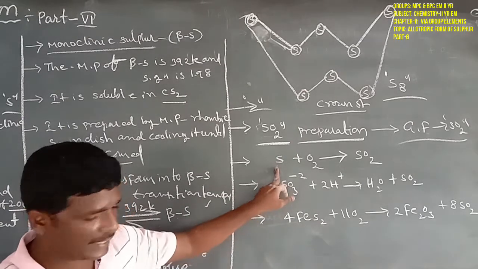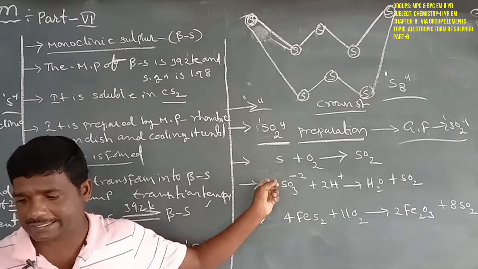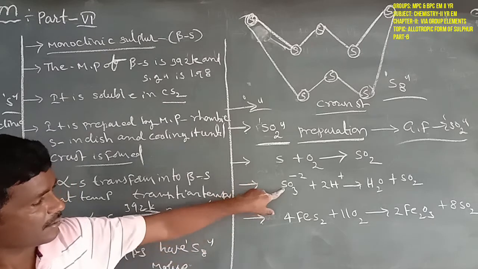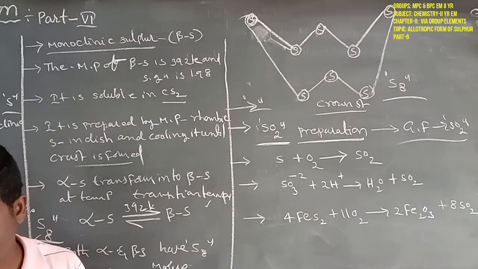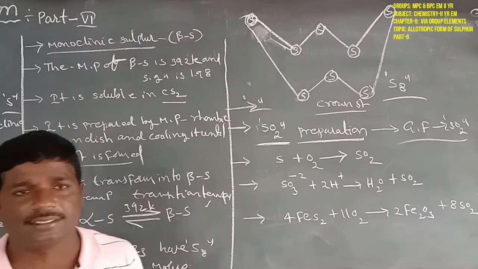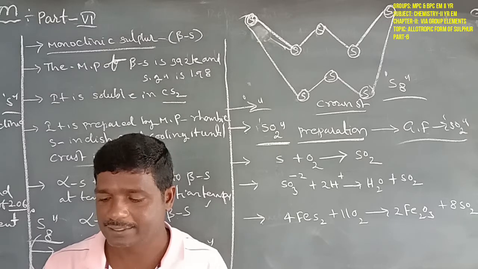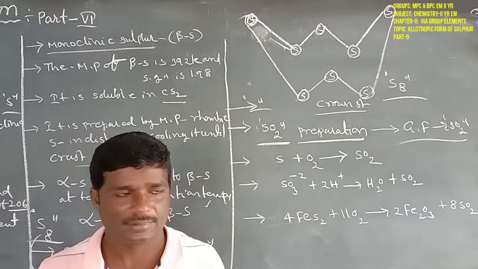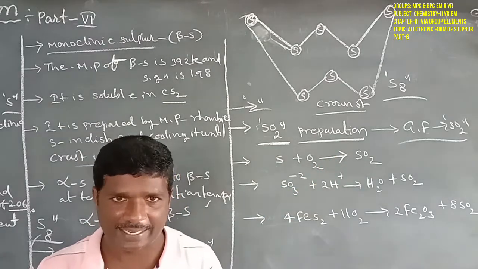Next, the second one. Sulfur dioxide is prepared in industry or the laboratory. First preparation: sulfur burning with oxygen to form sulfur dioxide.